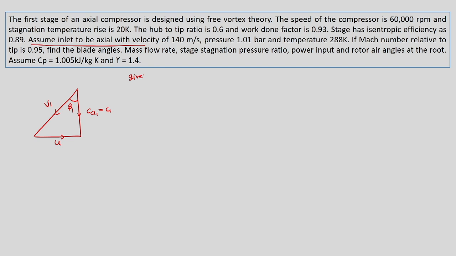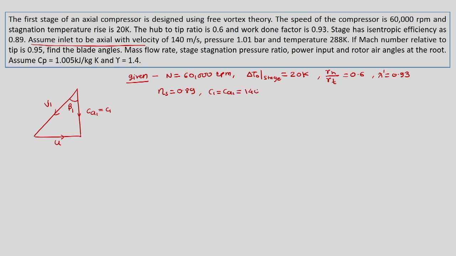Then we will say what are the given things in this example. N is said to be 60,000 rpm. Then delta T naught stage is equal to 20 Kelvin. Hub to tip ratio, radius of hub and radius of tip, we can take as 0.6, work done factor as 0.93, then stage efficiency as 0.89. Then we are told that C1 is equal to CA1 is 140 meter per second, P01 is 1.01 bar, T01 is 288 Kelvin. We are told the Mach number with relative velocity at the tip.